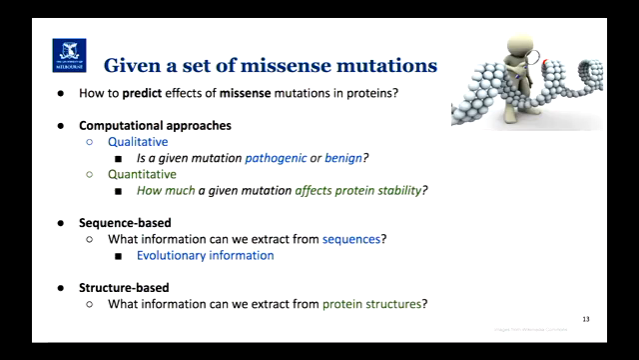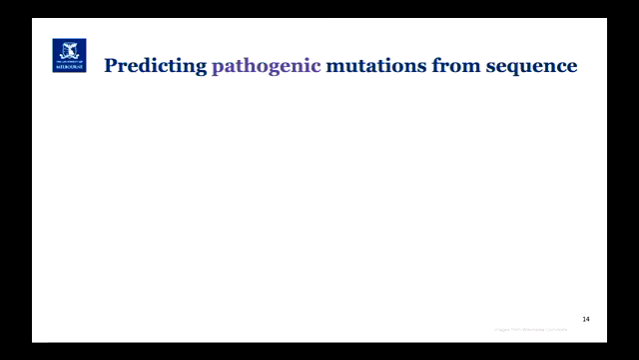The type of information we can get from protein structures goes beyond evolutionary information, to physical-chemical properties that have to do with the actual function of the protein. So structures tell more than the sequence. So let's consider the case that we want to predict pathogenic mutations from sequence.